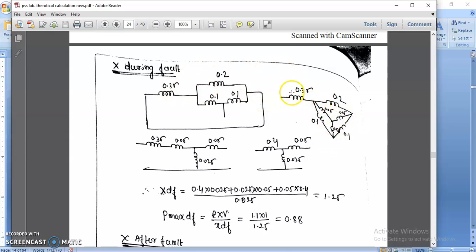This is 0.35, remain as it is. So whatever the delta converted into star, put this value. Okay, so how to find this? How are we getting this X1? X1 will be 0.1 into 0.2 divided by this into this, this into this, this into this, divided by all those things.